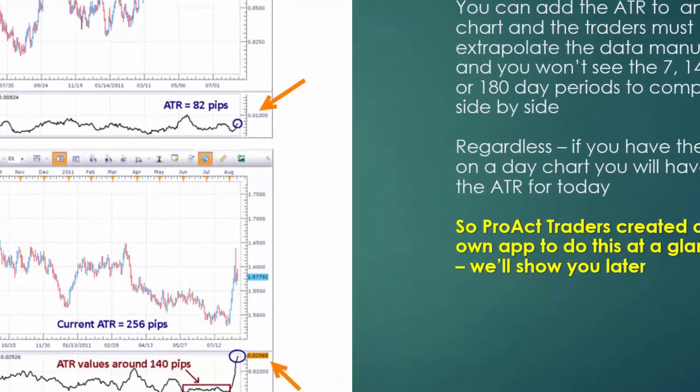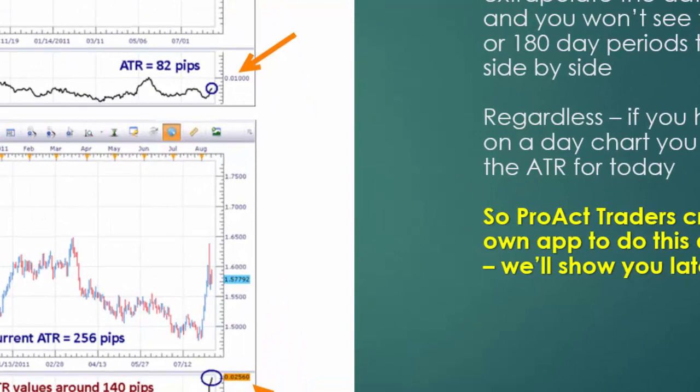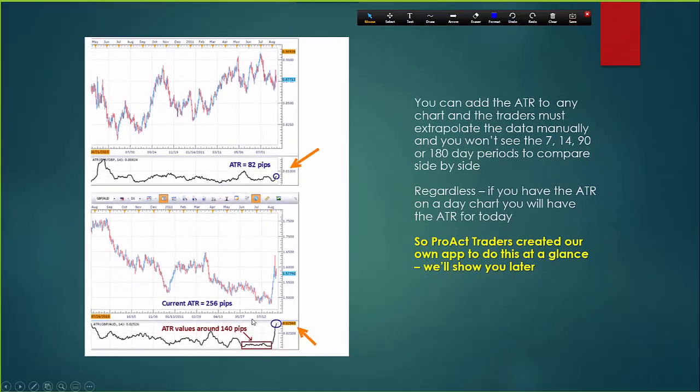But on your charts, whatever charts you have, I'm sure you have an ATR to be able to put on there, okay? Now, you have to figure out what that value is, okay? It'll show you what this is, and you're the one who has to figure out what it happens to be, all right? So, that's just an exercise you have to do. So you can add it to any chart, and traders must extrapolate the data manually.